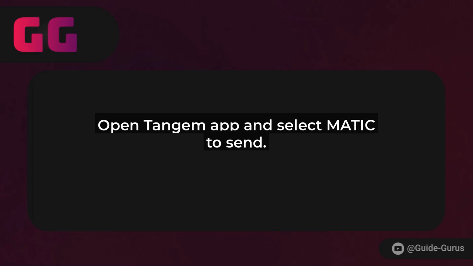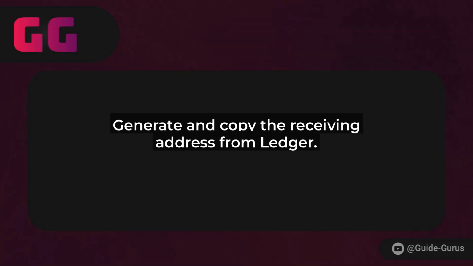Step 1. Open your Tangem wallet app on your mobile device. Navigate to the Modic asset you want to transfer. Select the Send or Transfer option, and enter the receiving address from your Ledger Nano X. How do you get that address? Simple. Plug in your Ledger Nano X, open the Ethereum app on it since Modic runs on the Polygon network, and use Ledger Live to generate and display the address.